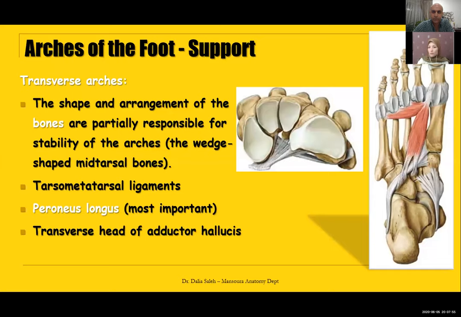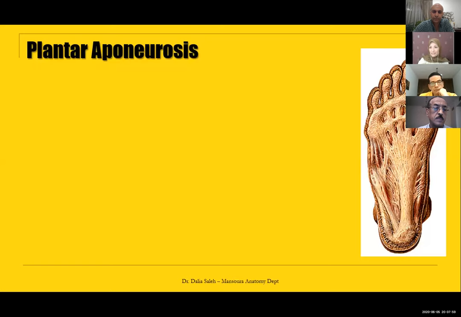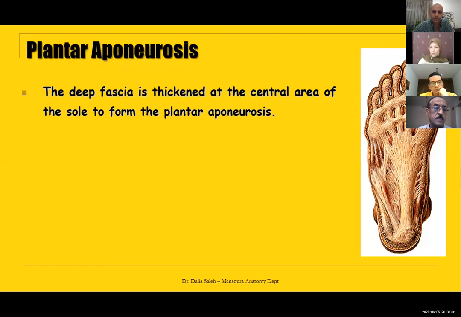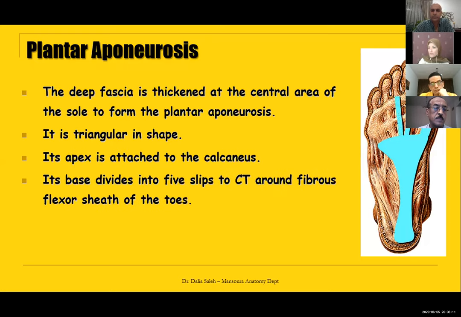muscle. Next, I will talk about the deep fascia of the sole of the foot. The deep fascia is thickened at the sole of the foot in its central part to form the plantar aponeurosis. It is triangular in shape. Its apex is attached to the calcaneus, while its base splits into five slips to blend with the connective tissue around the fibrous flexor sheath of the toes. These slips are connected together by ligaments, thus limiting the fanning or the abduction of the toes.